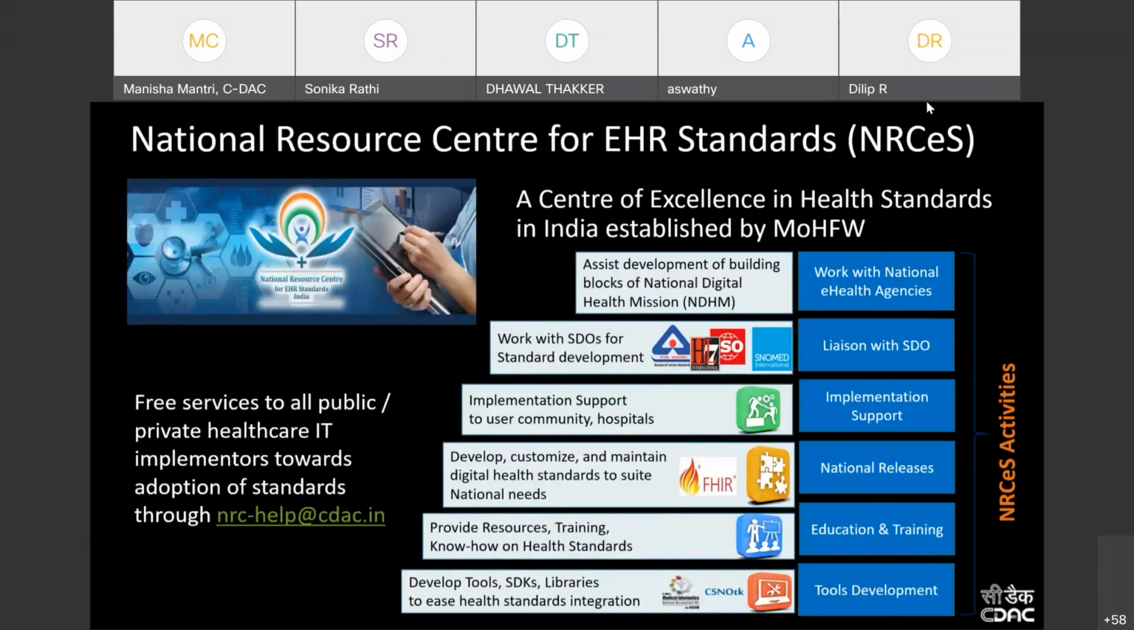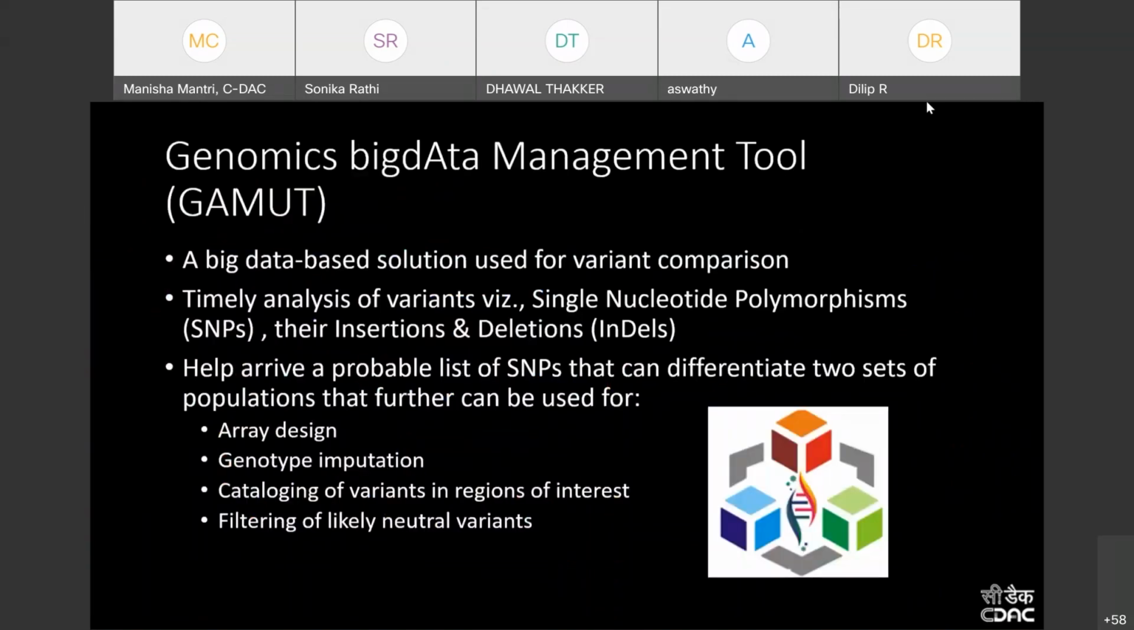And then we have the National Resource Center for EHR Standards set up at C-DAC Pune. I'm leading the activity of this project, where we are putting in effort to standardize the health data, which will ultimately be used for data analysis. And one more product that we have is the genomic tool, we call it Gamut, which is a genomic big data management tool. It helps to understand the relationship between genotype and phenotype, which is one of the major goals of biology and medicine to be combined. It tries to do analysis of different variants like SNPs, and their insertions and deletions, and all of the APIs are available there.